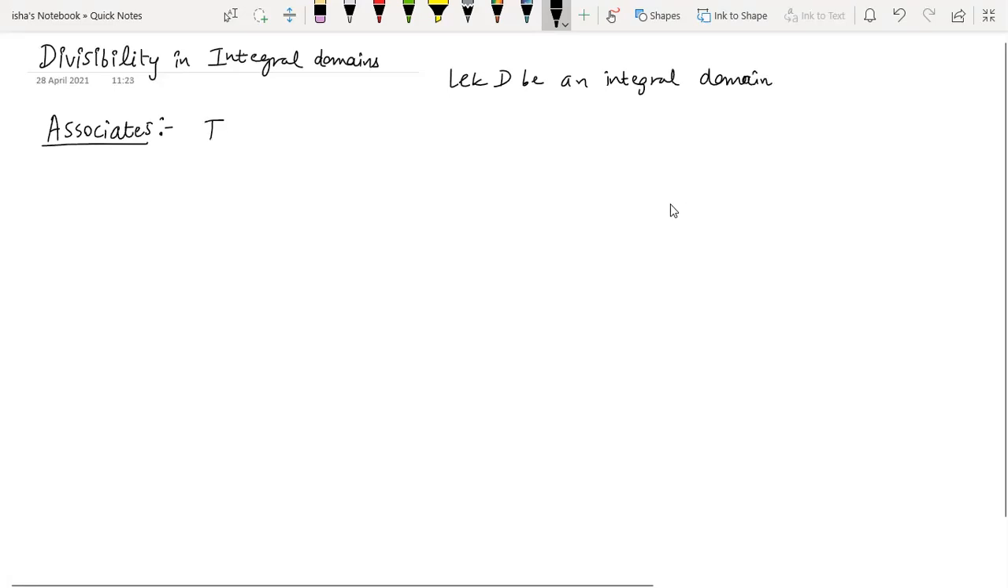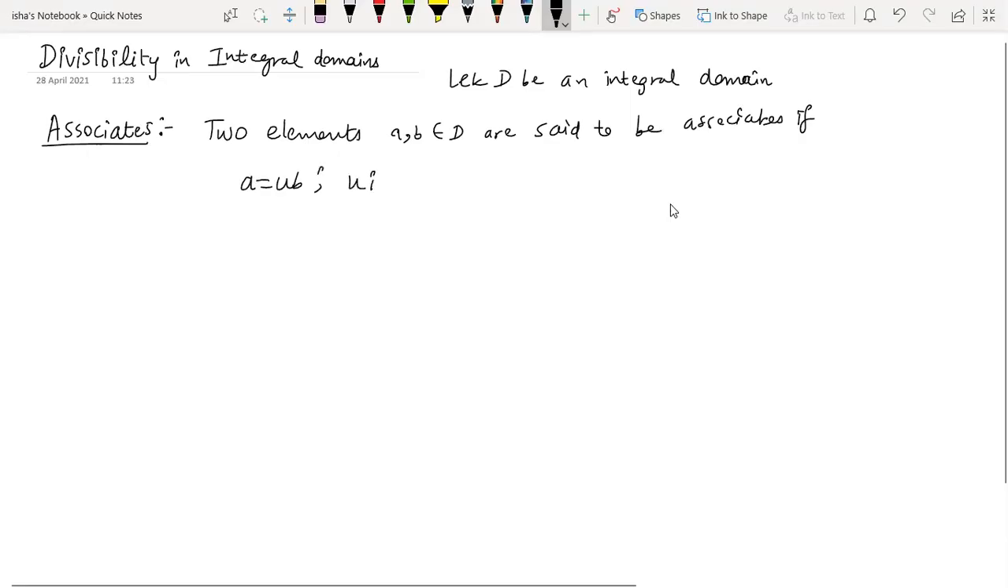Then two elements a, b belonging to D are said to be associates if a is u times b, where u is a unit in D. That means if one element can be obtained from the other by multiplying with a unit element, then we say the elements are associates, right? It is just the relationship existing between two elements, and then those two elements are known as associates. So I can give you an example.